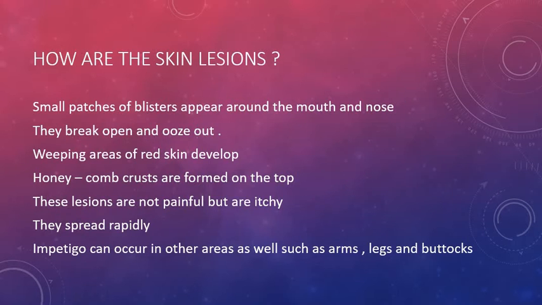How are the skin lesions? They appear as small patches of blisters around the mouth and nose, which break open and ooze out fluid. Weeping areas of red skin develop. Honeycomb crusts are formed on the top. These lesions are not painful at all, but they are quite itchy, and they spread rapidly. Impetigo can also occur in other areas such as arms, legs, and buttocks.